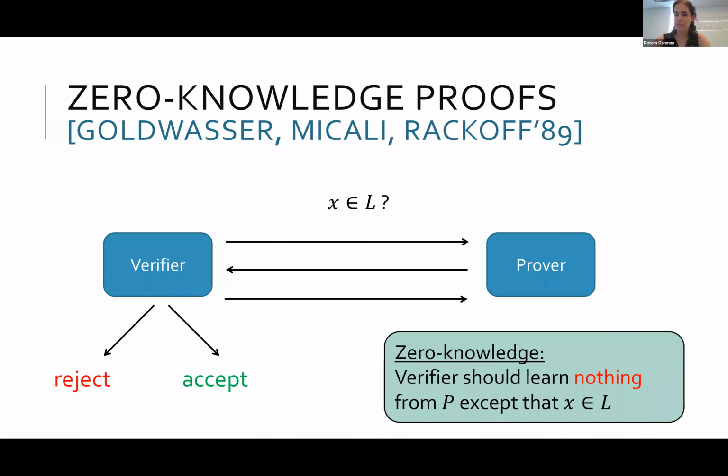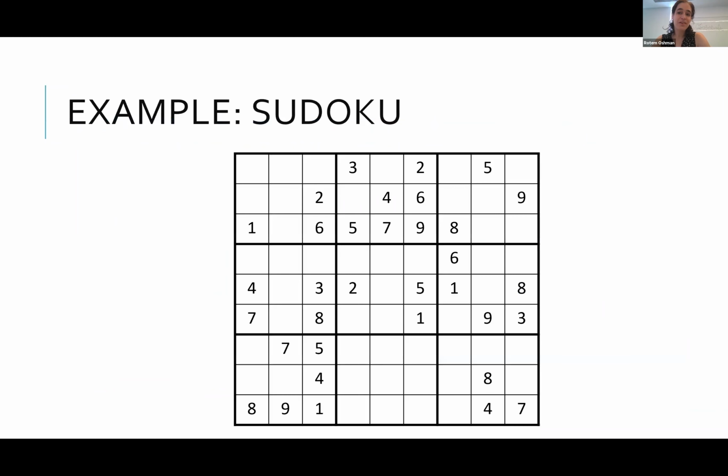Think about proofs that you've seen for mathematical claims. You have to prove lemmas. You have to learn many properties of the object you're looking at. You have to expand way beyond just the fact that the answer is, yes, this theorem is true. But it turns out that zero knowledge proofs are actually possible. And I'm going to show you one example, which is SUDOKU.